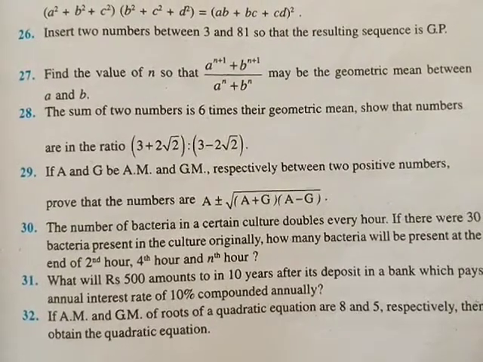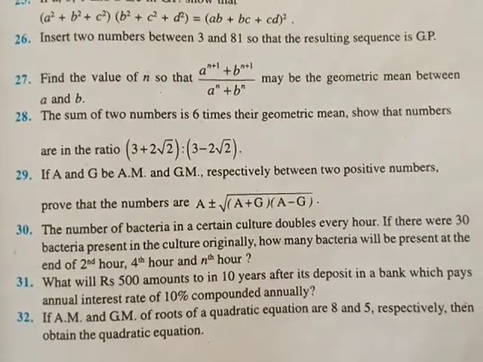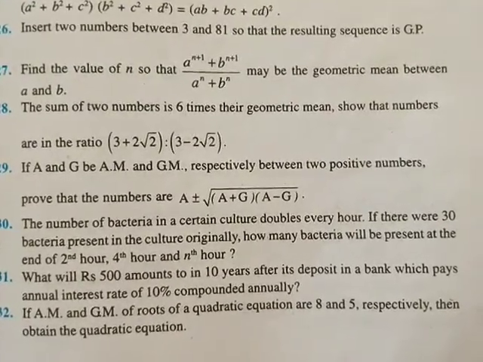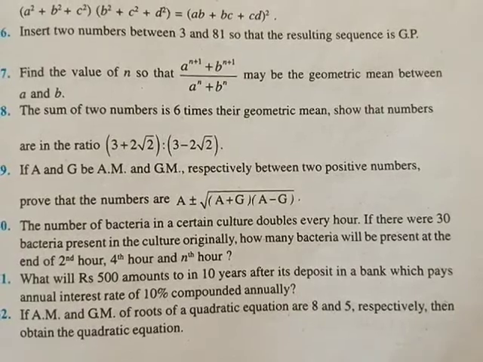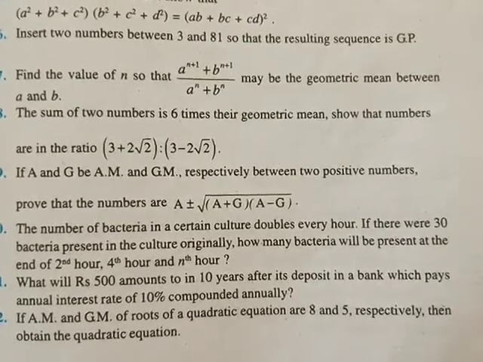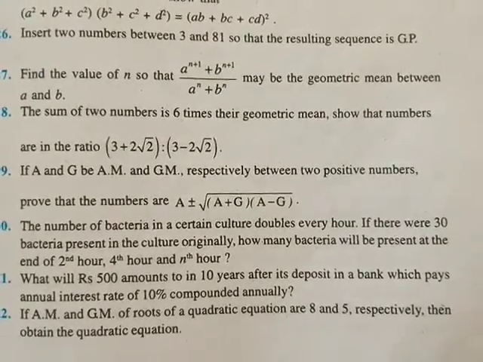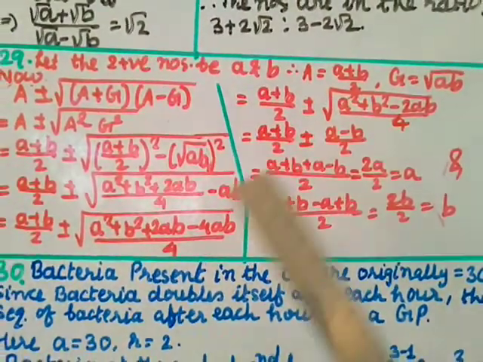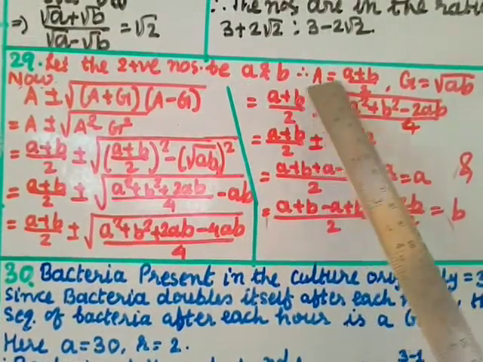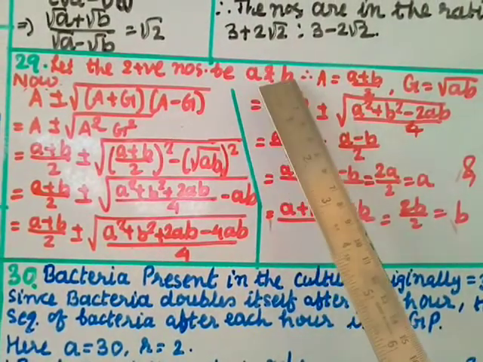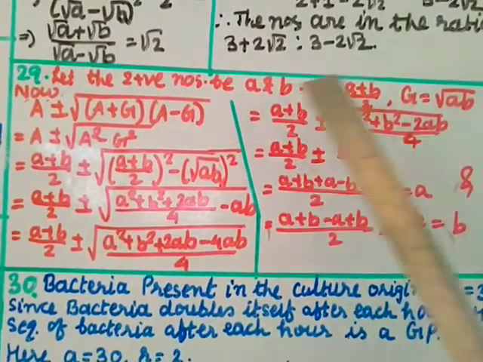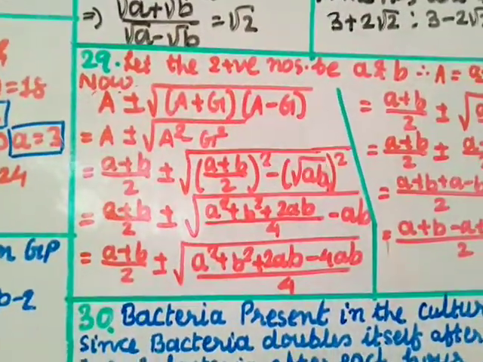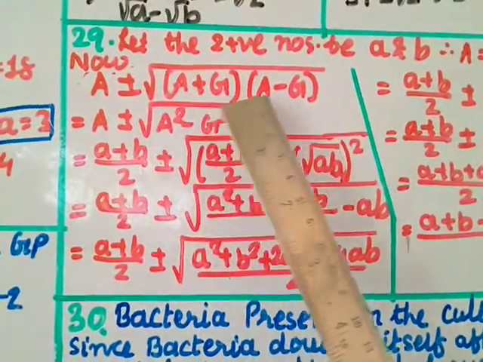Question number 29. If A and G are the arithmetic mean and geometric mean respectively between two positive numbers, prove that the numbers are A plus or minus square root of (A plus G) into (A minus G). Let the two positive numbers be a and b. So A is the arithmetic mean, A equals (a plus b) by 2, and the geometric mean of a and b is G, capital G equals root ab. Now we take what they have given us: A plus or minus square root of (A plus G) into (A minus G).